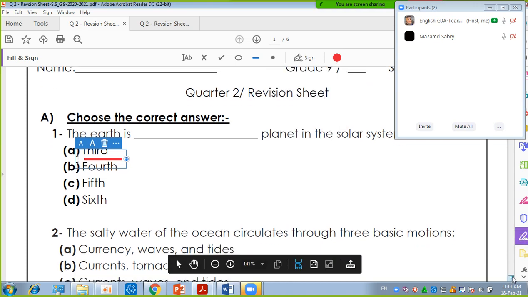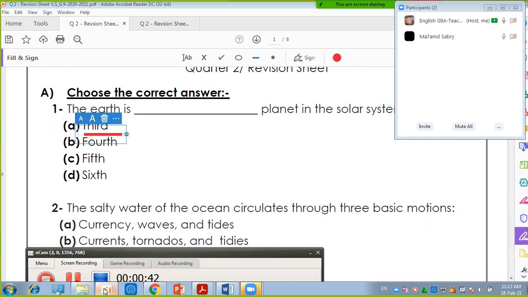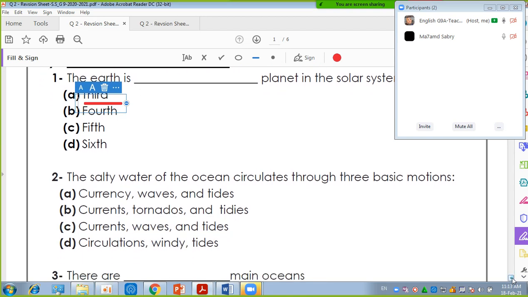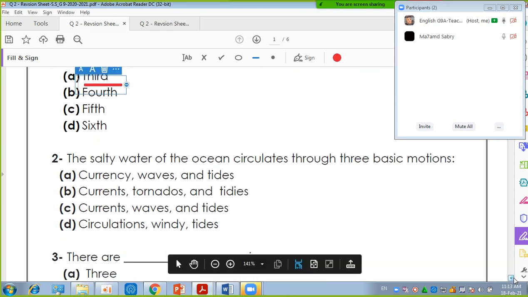The second one. Okay, the salty water of the ocean circulates through three basic motions. Which of those are the correct three motions? Circulation, windy, tides. No, of course not. There is no motion called windy.